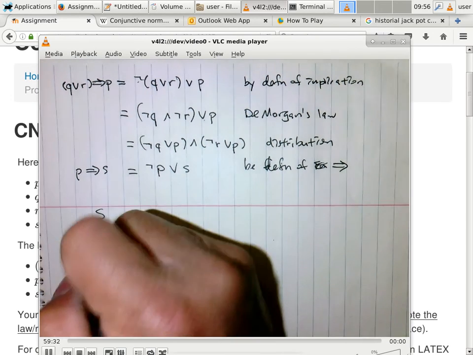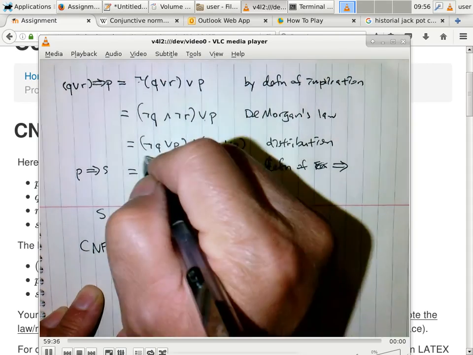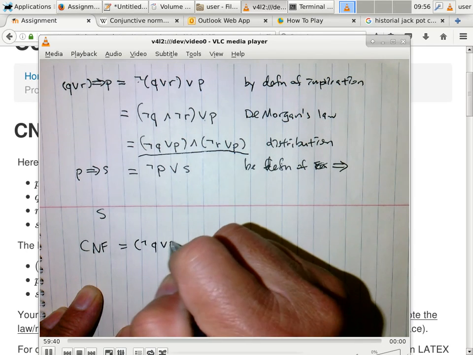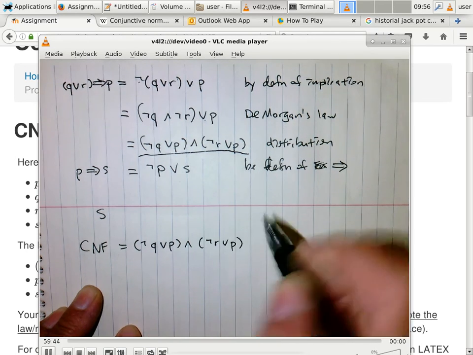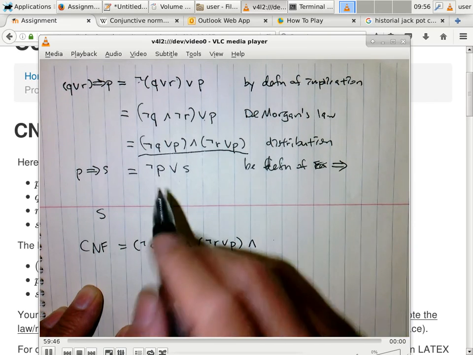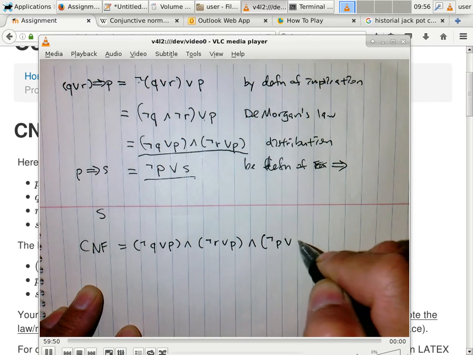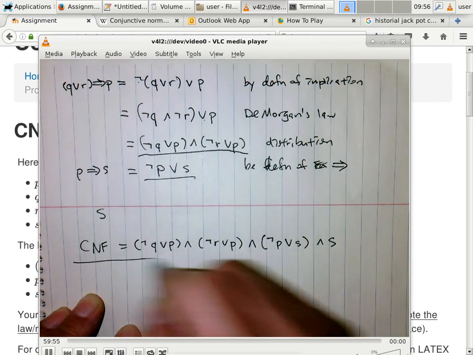So the final CNF that I want to see is going to be this thing: not Q or P, and not R or P, conjunction with the second one, which is this thing here. But now we have to introduce parentheses, and the last one, which is this one here. So this is the actual answer.